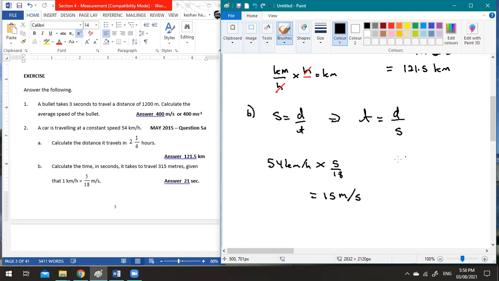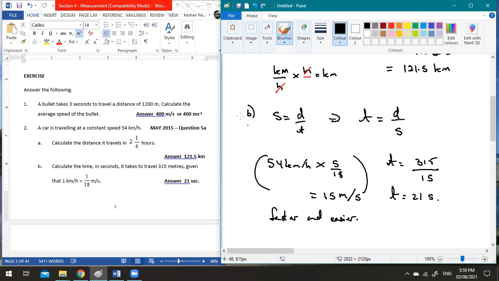Now we could use the formula again, right? We want to find the time. The distance is 315 meters. Divide by 15, and you'll get time is 21 seconds. So that's the alternate way of doing it. And I think this way is the easier and faster way. Right?